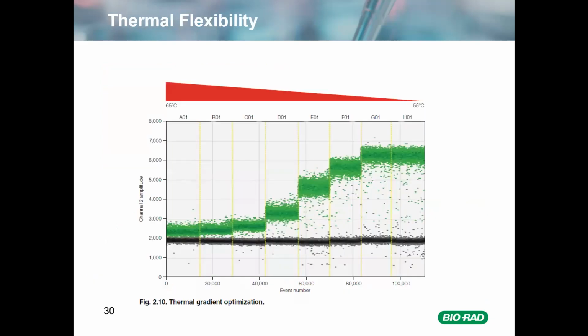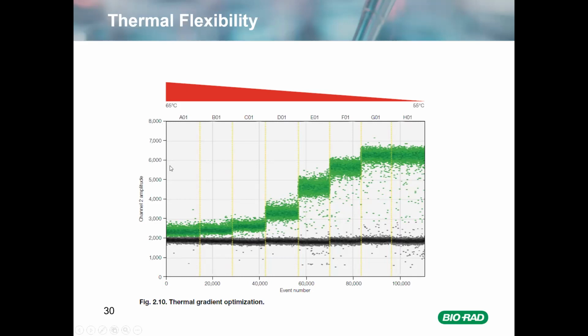Now, the reason that we're seeing groups transition to ddPCR for a lot of environmental testing is due to the fact that ddPCR has a lot of inherent flexibility built into it. And I want to talk about a few types of flexibility that we get with ddPCR. So the first is thermal flexibility. When we're talking about thermal flexibility, what we're looking at is a range at which the assay can be run. So in the example that I'm showing you here, we've done a thermal gradient of 8 technical replicates between A and H, going from 65 down to 55 degrees.